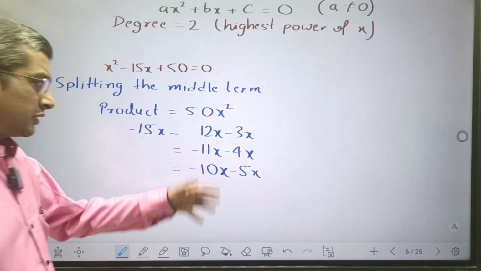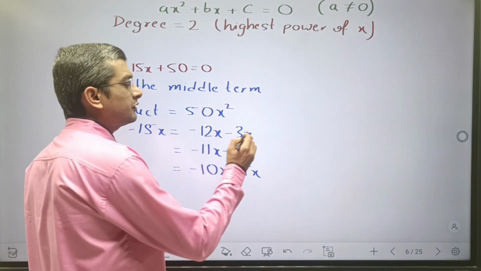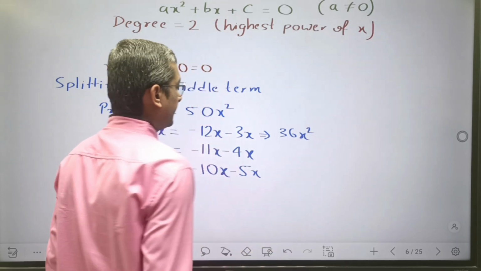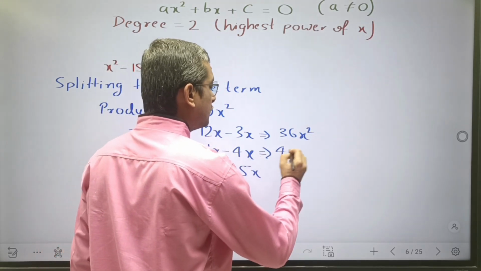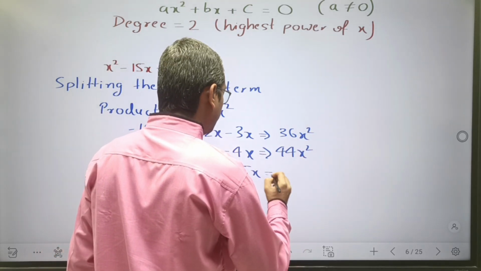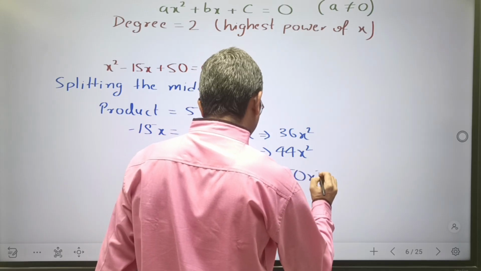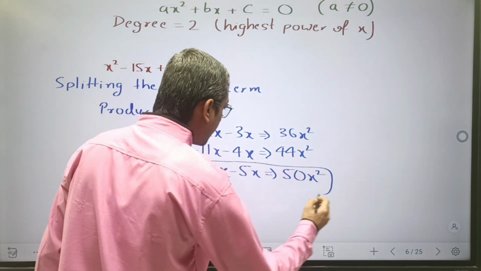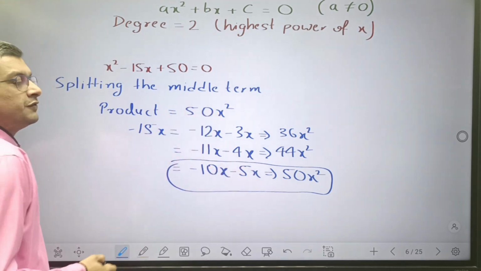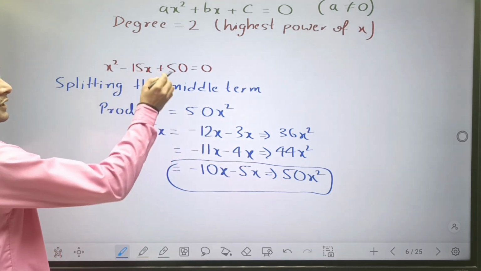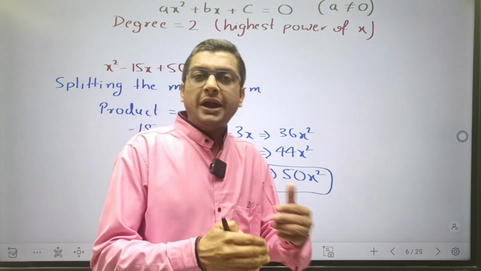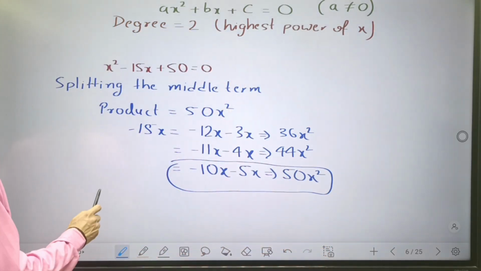Now let us check their product. If you multiply this, 12 times 3 is 36, so this will be 36x square. This will be 44x square and this will be 50x square. So which product will we choose? This one. Why? Because their product is equal to 50x square, the product of the first and last term. So this is the way we use this method. This comes by practice.